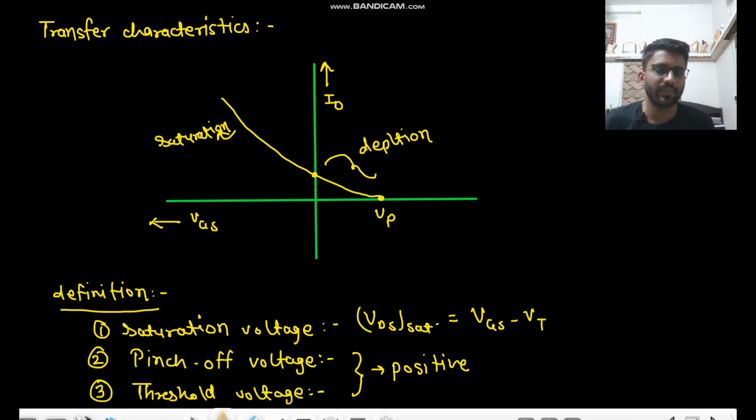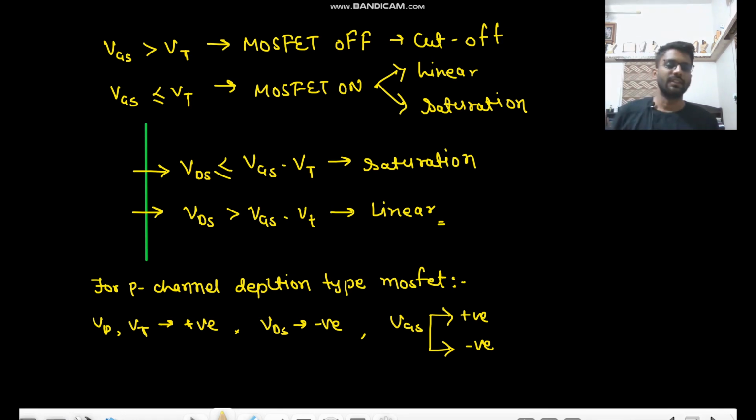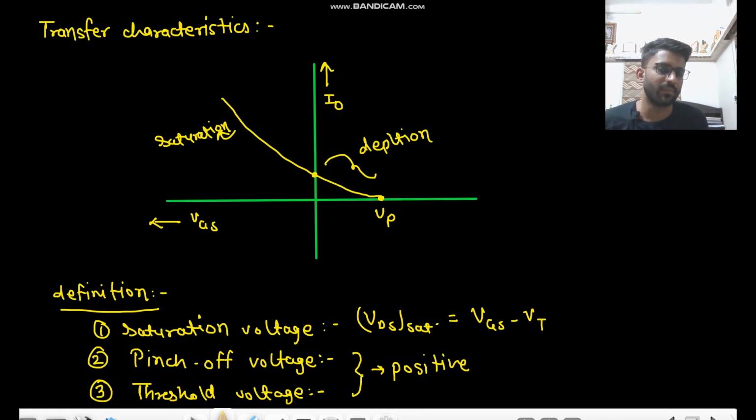The threshold voltage will be the maximum value of VGS at which the current flows. After this VGS value, the current doesn't flow, right? So the maximum value of VGS at which the current flows in the P channel depletion type MOSFET, that is known as threshold voltage. So you can see these conditions. Here it is VT, or VP you can say, because pinch off and threshold are both the same in case of MOSFET.